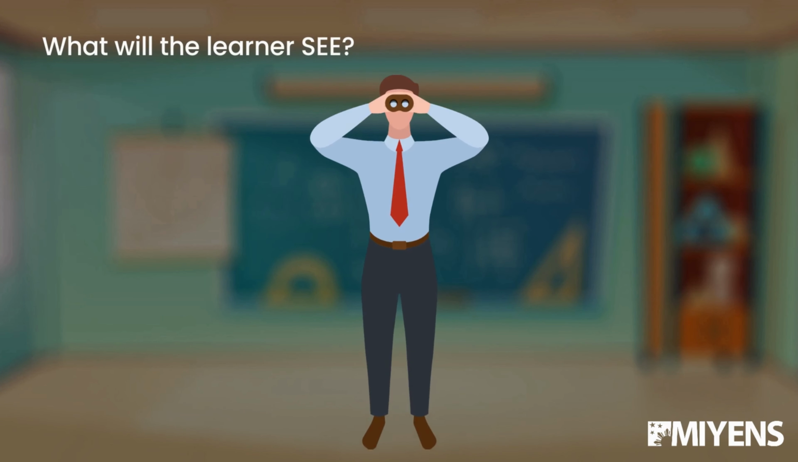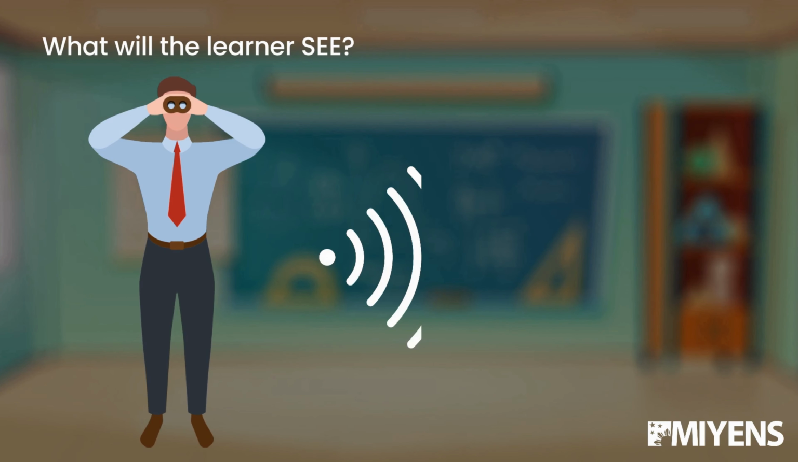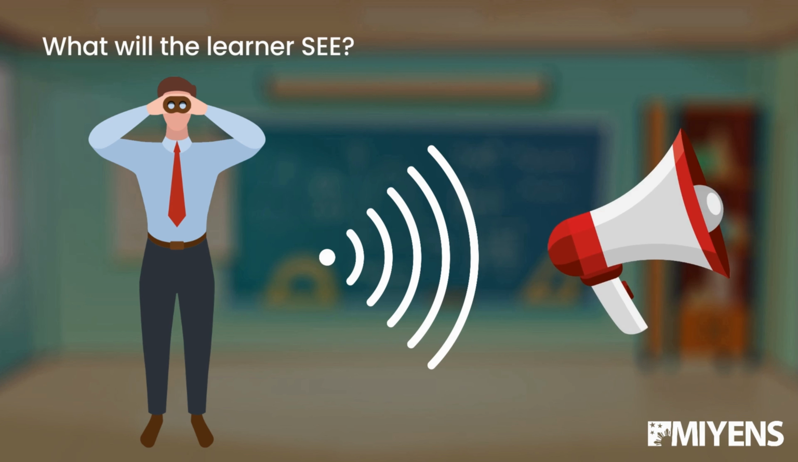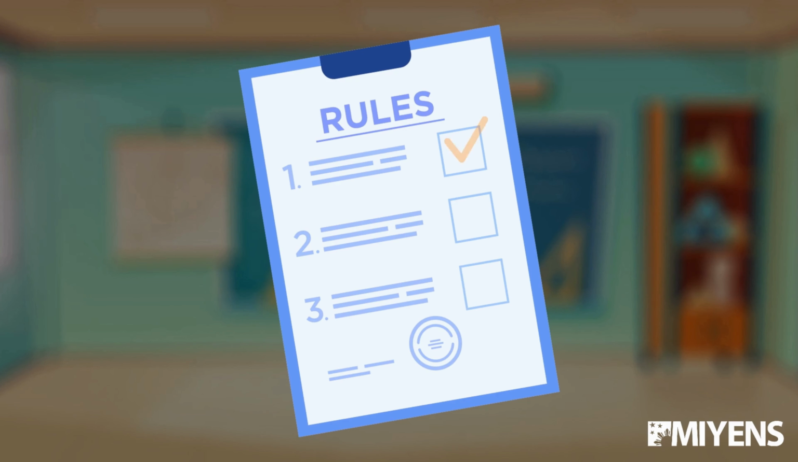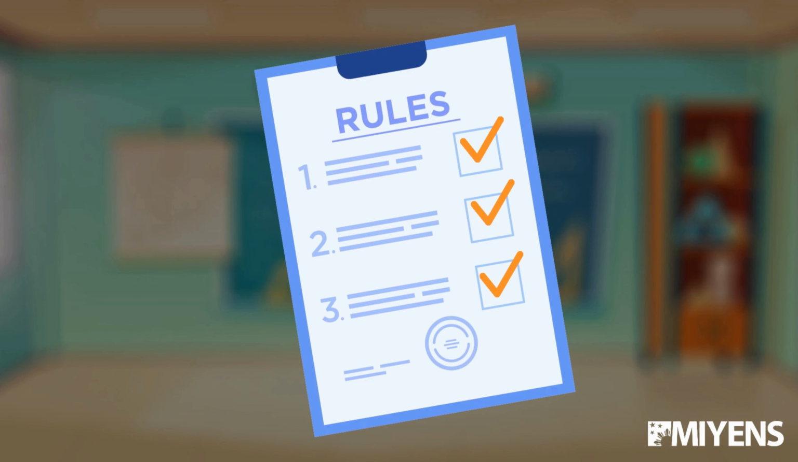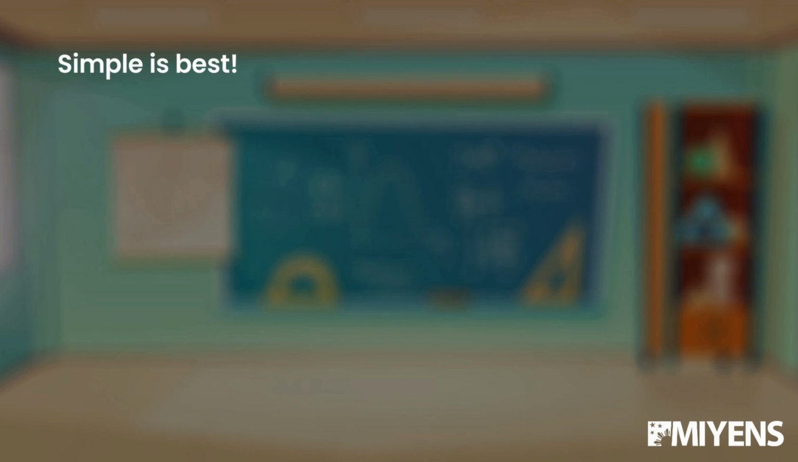What will the learner see? Next, decide what learners will see as they listen to the voiceover. Here's where you can reuse or transform some of the great slides and resources from the classroom training. Some rules to consider when designing visual elements for your training are: simple is best.